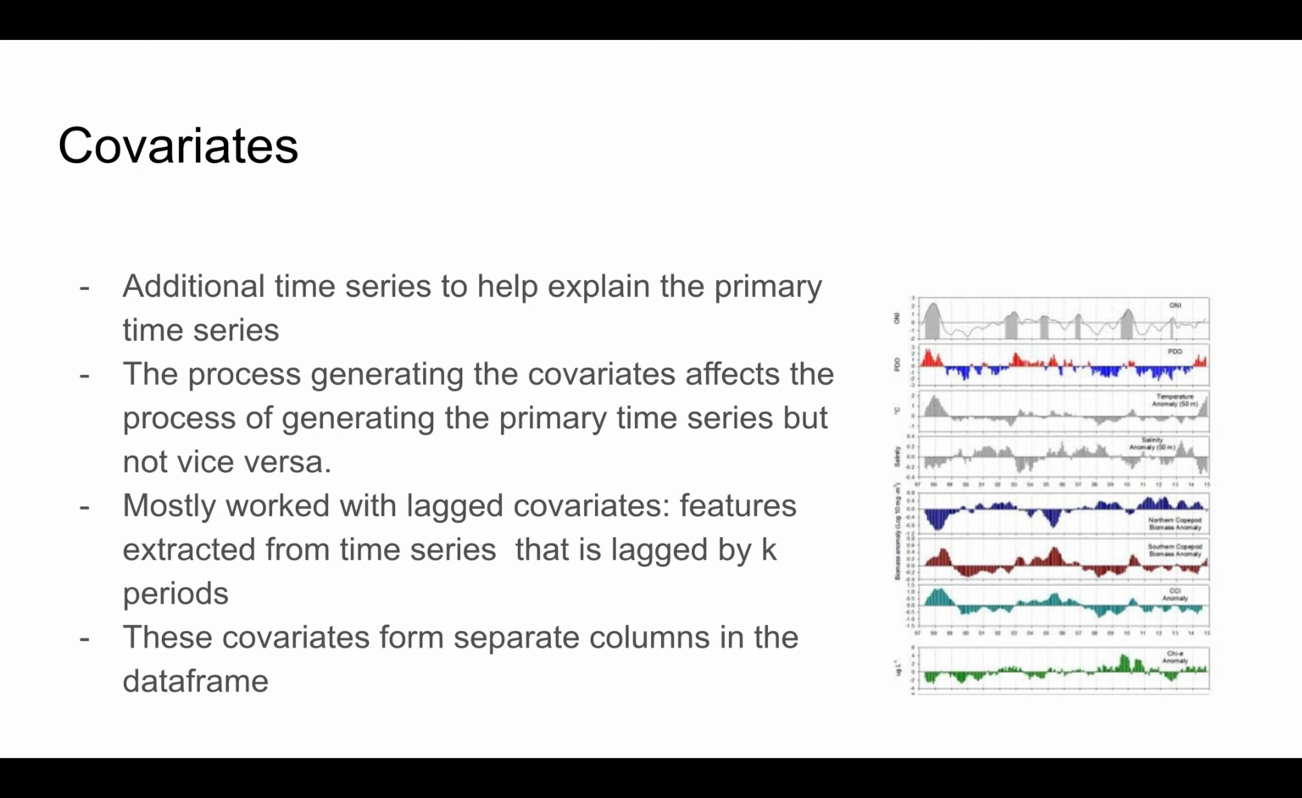Covariates are an additional time series to help explain the primary time series. The process generating the covariates affects the process of generating the primary time series, but not the other way around. I mostly work with lag covariates, or features extracted from time series that is lagged by k periods. These covariates form separate columns in the data frame.